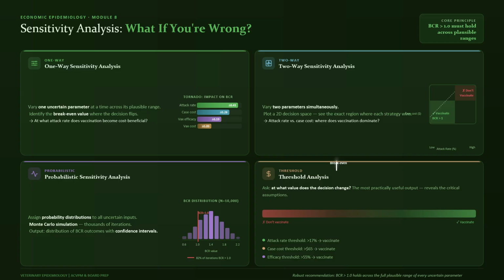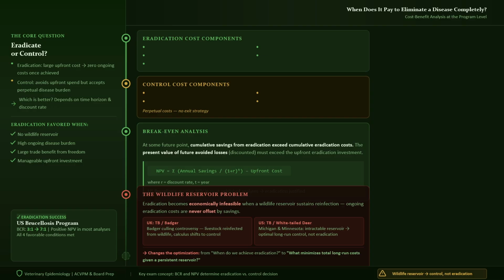Look at the tornado diagram. Attack rate swings the result most, vaccine cost least. The goal is robustness. You want your benefit-cost ratio to stay above 1 across every plausible value. Now, scale up to the program level.